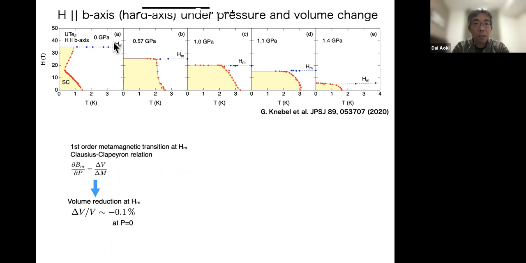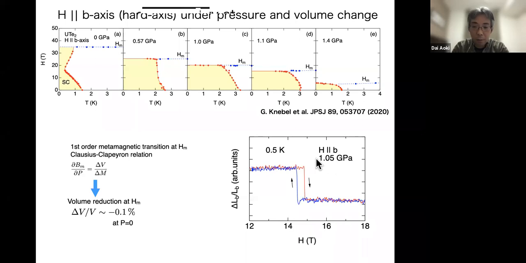Another point is that at the metamagnetic transition, a large volume change is known. So from the pressure dependence of HM, or BM, we can predict the volume change. From the Clausius-Clapeyron relation, we can estimate that delta V over V at HM is a 0.1% reduction at P equals 0. And indeed, if we measure the magnetostriction, this is a case under magnetic field and pressure, because the magnetic field is too high for us, you can see the reduction, and clearly there is a hysteresis. Of course, to get the volume we need to measure the B, C, and A axes, but this is a good indication.